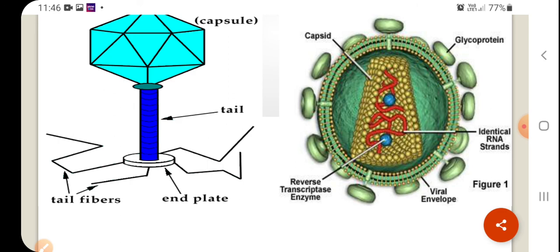So in our next class, children, we are going to study the different uses of microorganisms in different areas, like how microorganisms are used in the food industry, how they are used in the medicinal industry, and what the other uses of these microorganisms are.